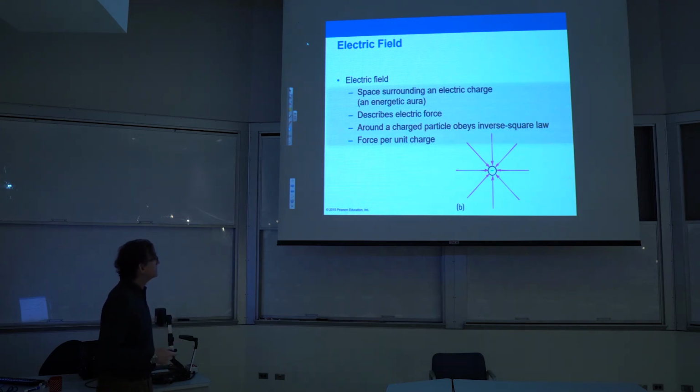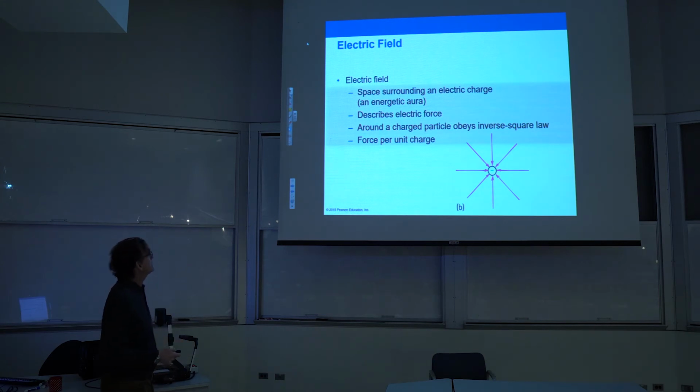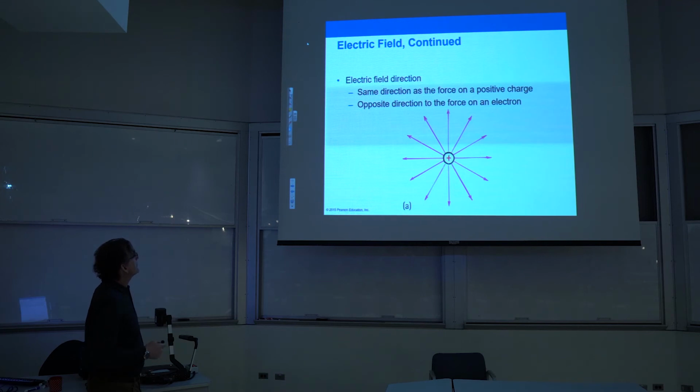But we can calculate it once we know the force per unit charge. I can tell you if I put 2 coulombs of charge out here, I multiply that by the electric field, force per unit charge, and I get the net force. So force per unit charge times charge will give me the force, and I can calculate things from that. Now, electric field direction. The electric field has a direction.